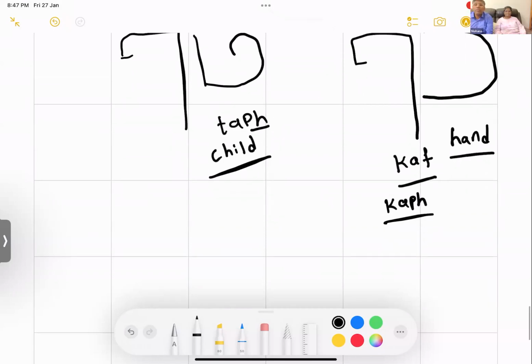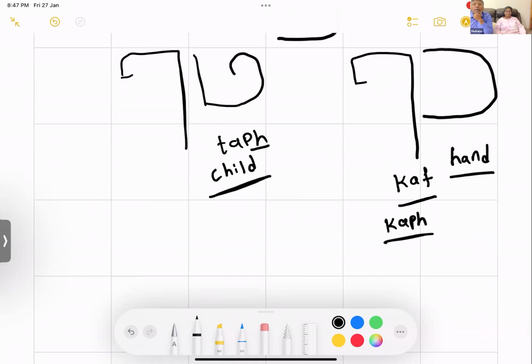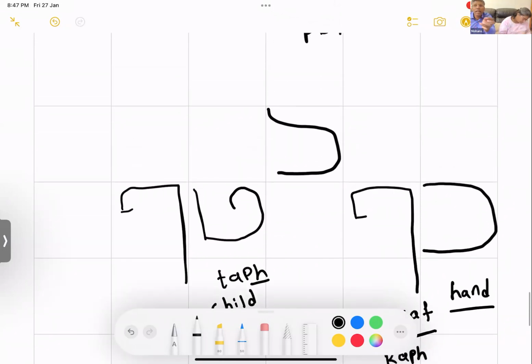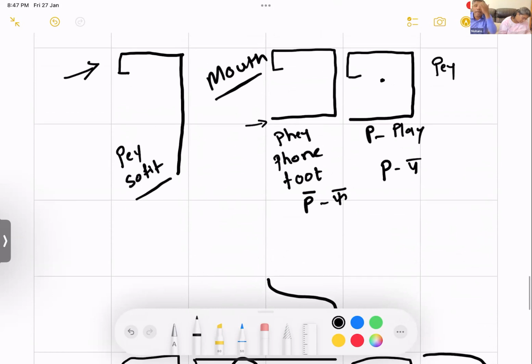So can you give an example of something which ends with P, Sofit P? Say, for example, tap or cop, we say in English. What you have shown is a PH Sofit, right? Kaf, Aleph. When you write Aleph, again you have a PH sound there. The Sofit form, when it is written at the end of the word, gives a PH or F sound.